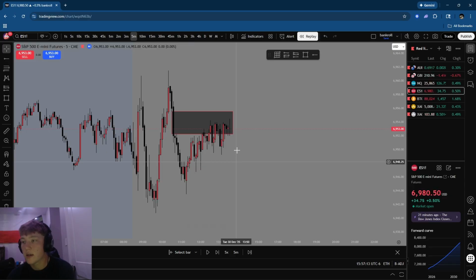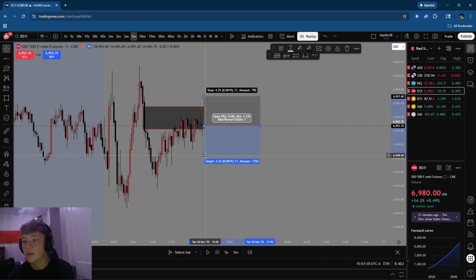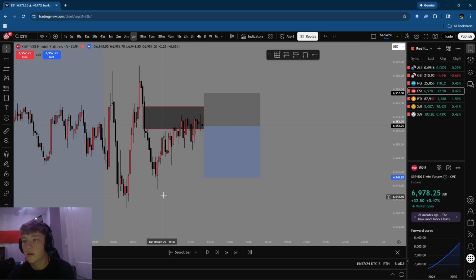Now, this is where I think I'd get in a short. I don't know why I love shorts, man. So I'm going literally at this low, and then right here, just above the gap. Okay. Let's see how this plays out.